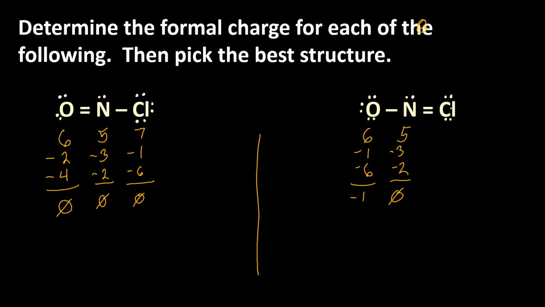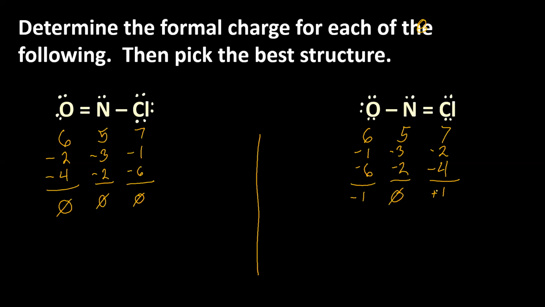So let's look at chlorine. Chlorine has 7 valence electrons. How many bonds are touching it? 2. How many electrons are touching it? 4. That grand total is 1, a positive 1. I'm going to put a positive just to stress positive 1. That really is not awful, but let's compare.